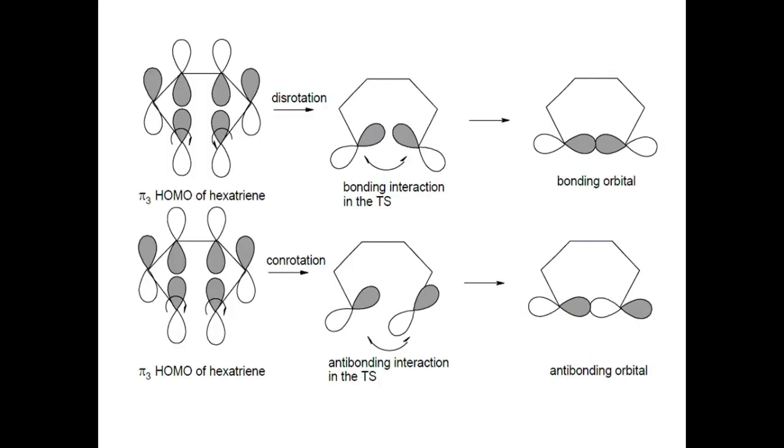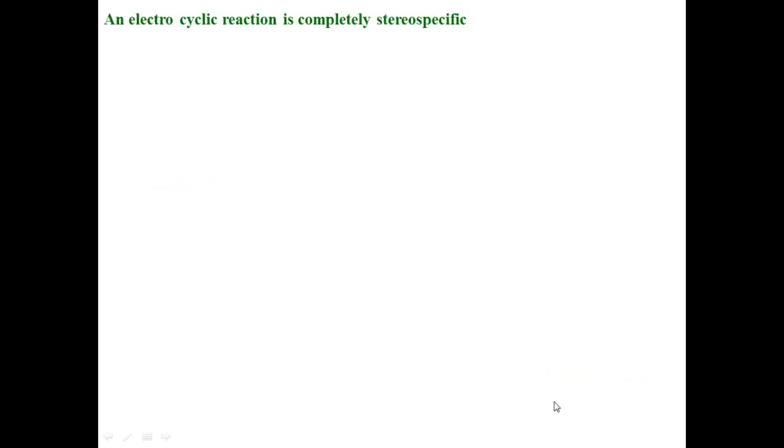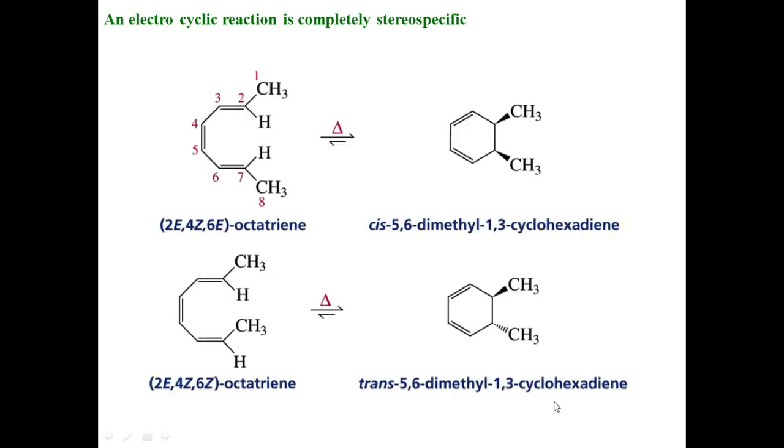And then disrotatory is psi 3, HOMO of hexatriene. Like this, the bonding formation of interaction in the transition state, and then a bonding orbital will be formed, and then psi 3 is the HOMO of hexatriene. The anti-bonding interaction of the transition state, an anti-bonding orbital will be formed. Yeah, an electrocyclic reaction is a completely stereospecific reaction.